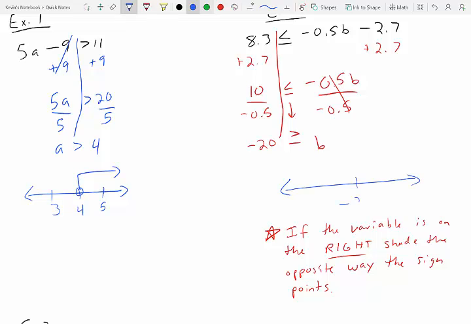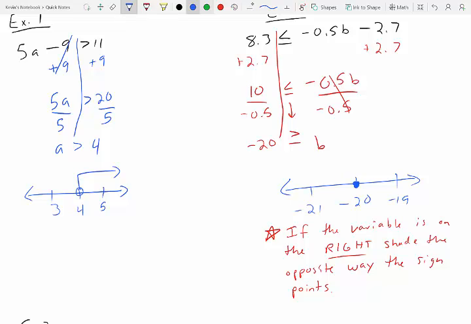So if I graph this, I have negative 20, negative 19, negative 21. So I know it's going to be a closed dot because there is a greater than or equal to sign. But if I look back to example 1, I had a is greater than 4. I shaded the way my inequality was pointing because I had the variable on the left side.